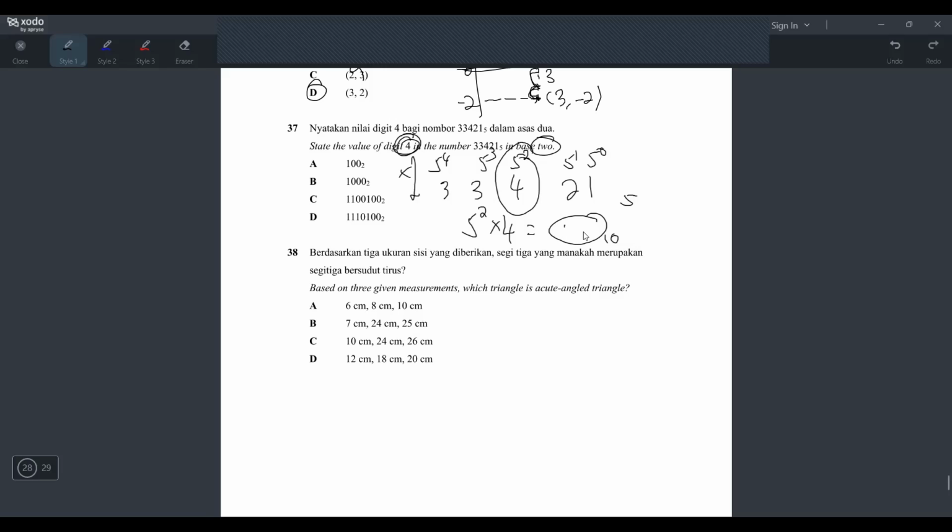But if you circle A, it's wrong. Because look at the base. I even wrote it down already, it's base 2. What they want is in base 2. So A is definitely not the answer because I still have to convert to base 2.